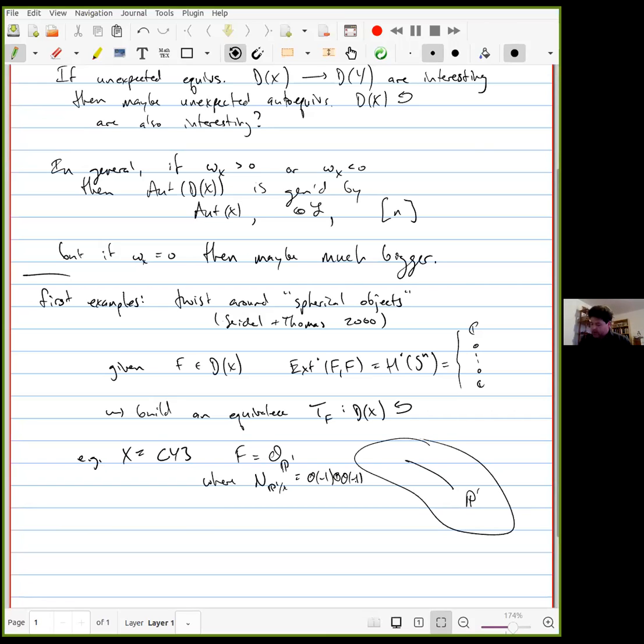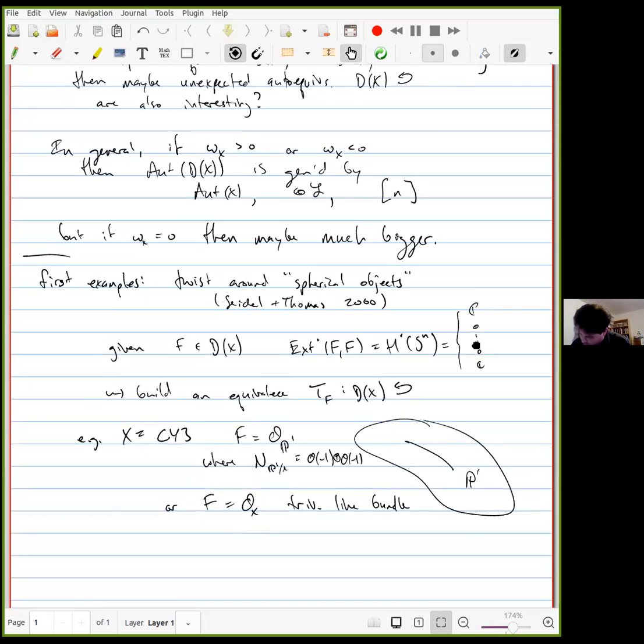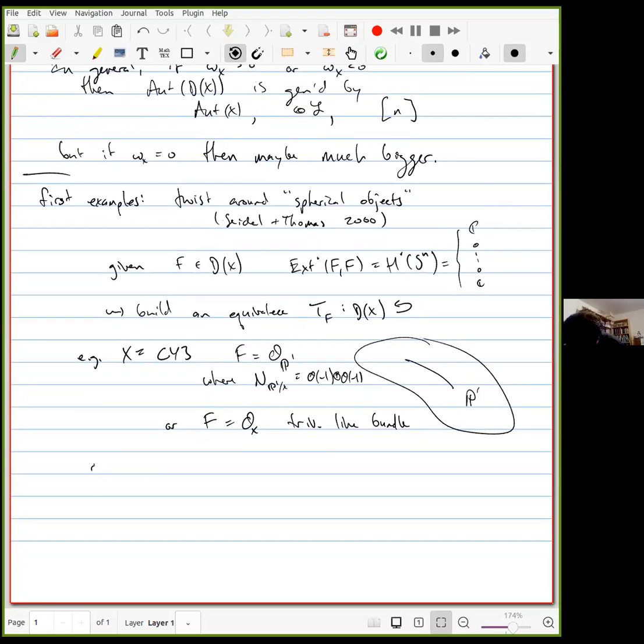And then this spherical twist will actually be, maybe you know, when you have an Atiyah flop, you get an equivalence between X and its flop. And if you go there and back, then you don't get the identity, but you get this spherical twist. So that's already something interesting. Or we could take my spherical object to just be the trivial line bundle on X. Or maybe some other examples.